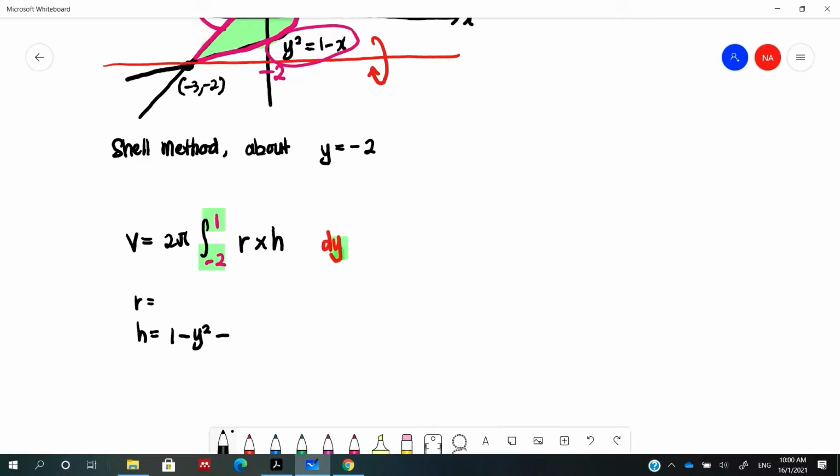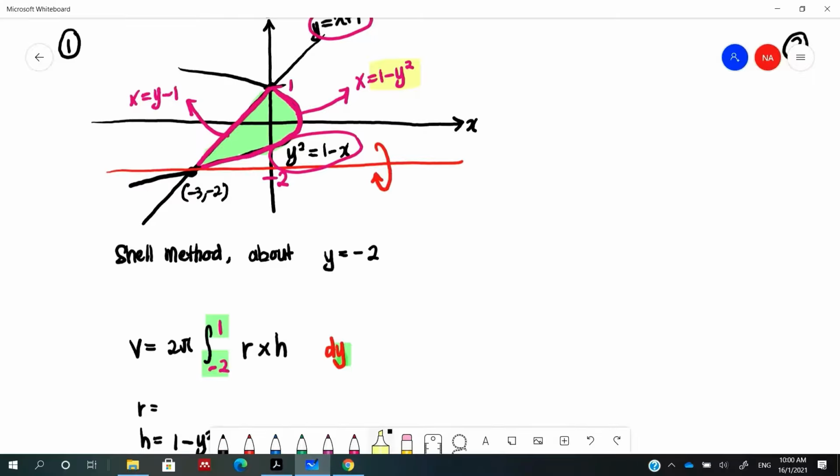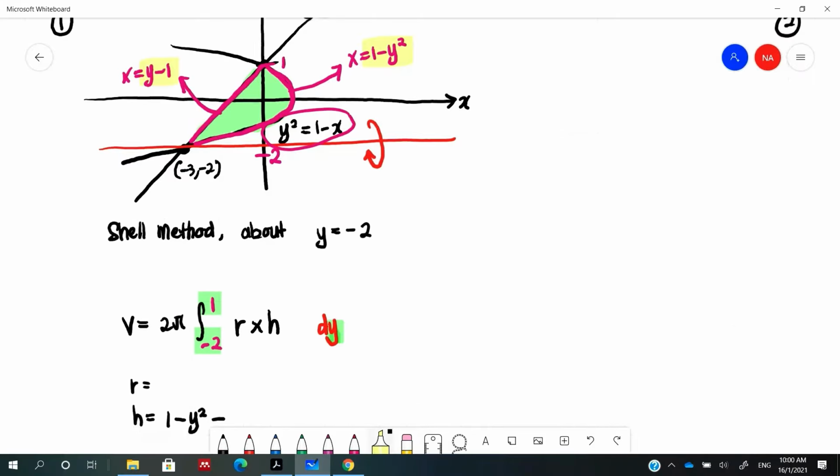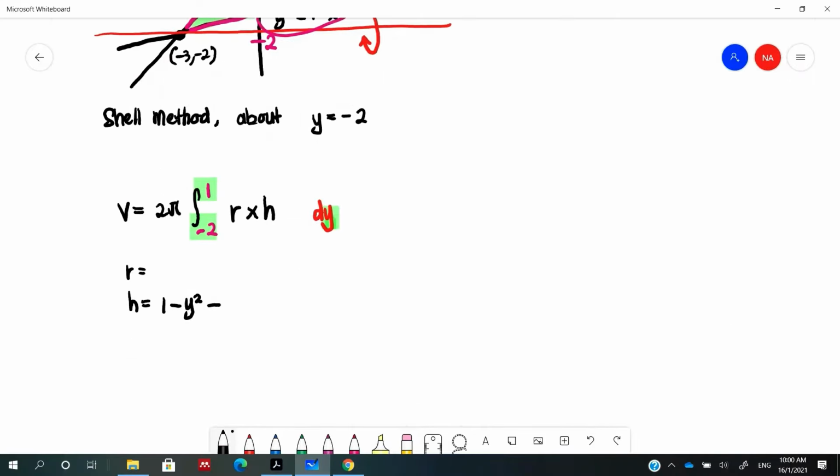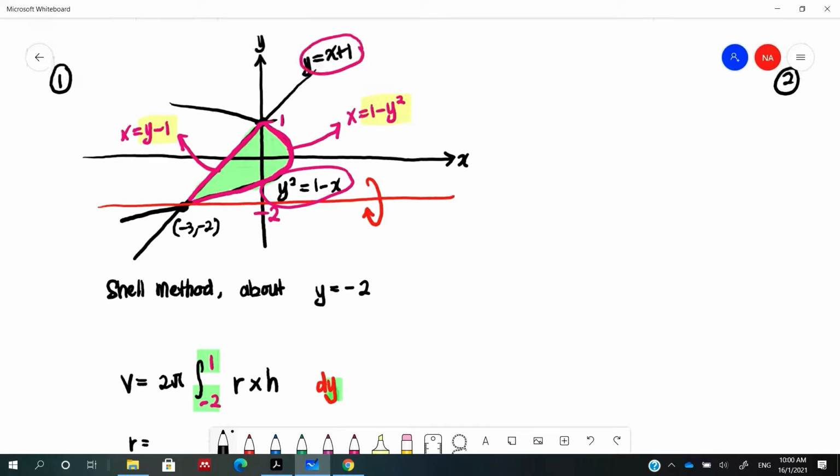We should subtract the one at the left, which is the function y minus 1. Please put it in the bracket. We have to simplify this one: it should be 1 minus y squared minus y plus 1. So it should be 2 minus y squared minus y. Right, so that is for the height.